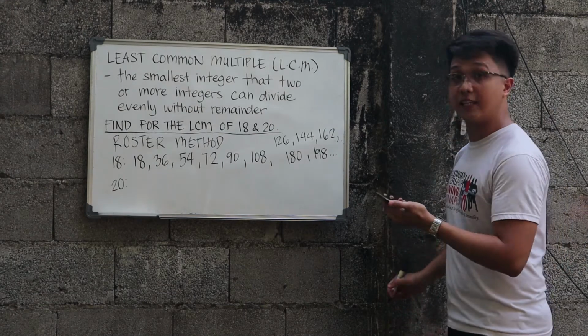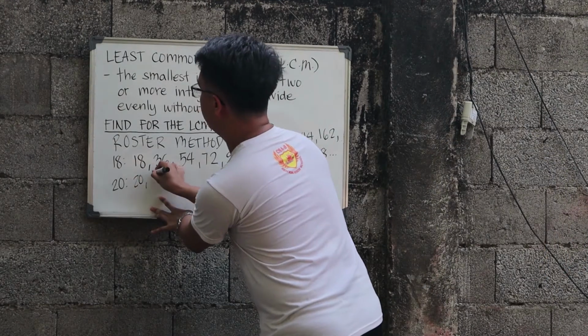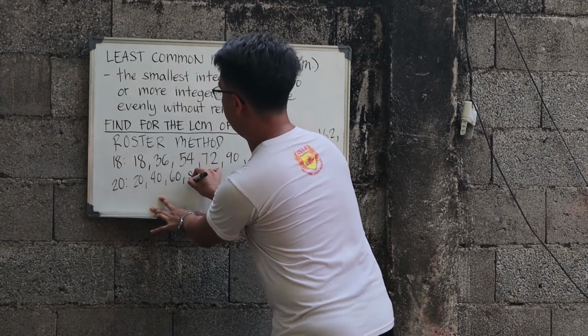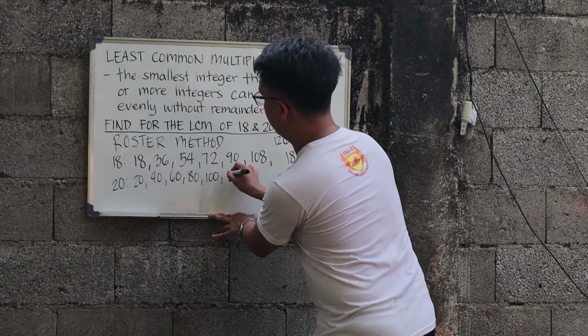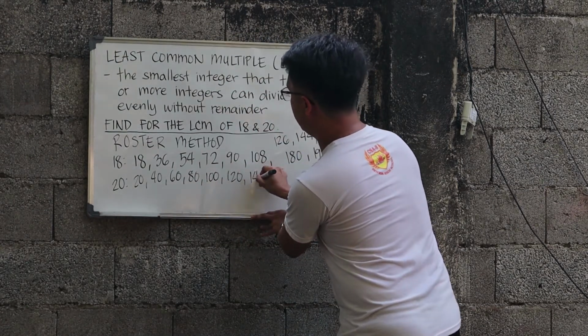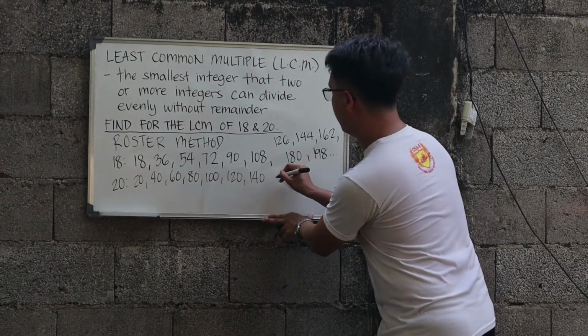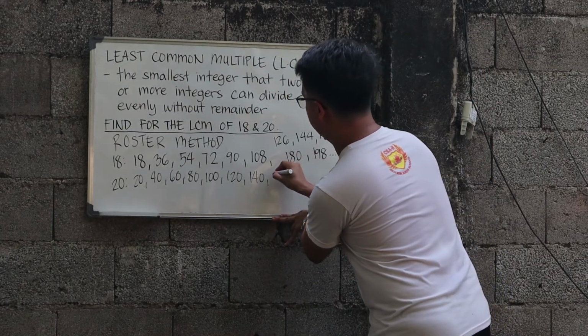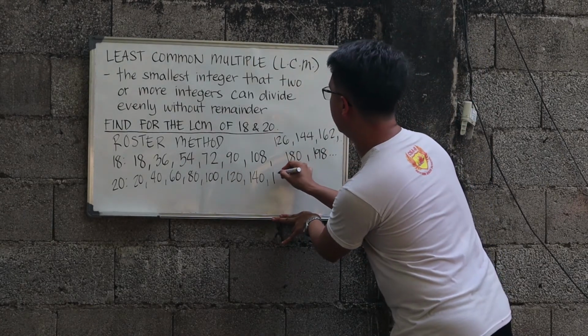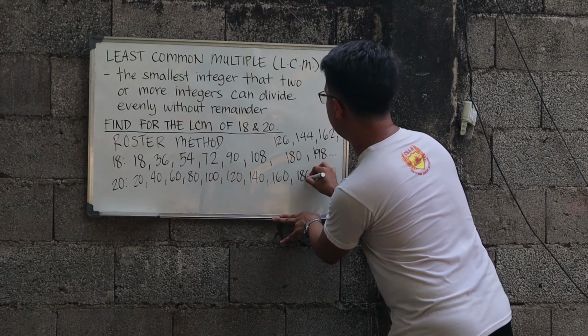Now the multiples of 20: 20, 40, 60, 80, 100, 120, 140, 160, 180, and so on.